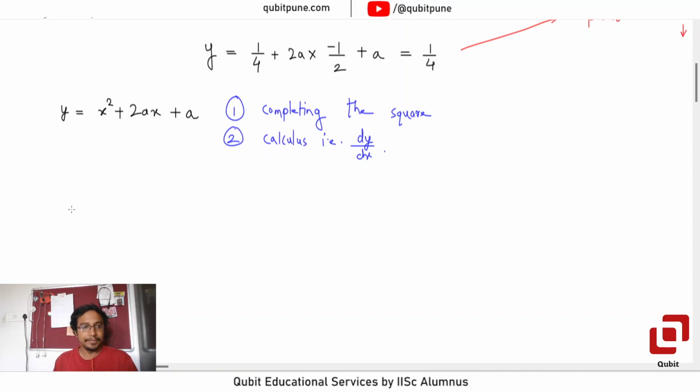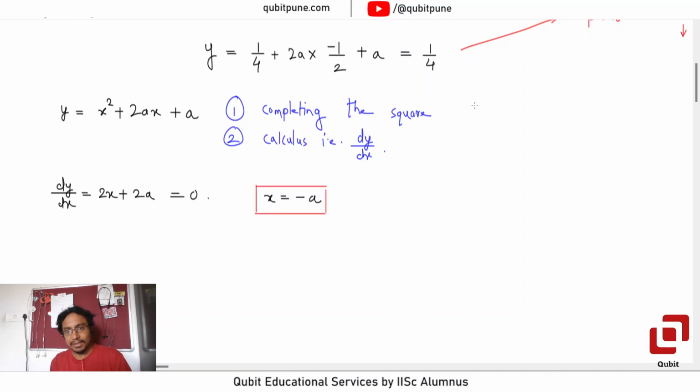Calculus will be better. Let's go to dy by dx, which is 2x plus 2a. And dy by dx is 0 at the minimum, or at the vertex, so x is equal to negative a. So wherever that parabola is, this point must have its x coordinate as negative a.